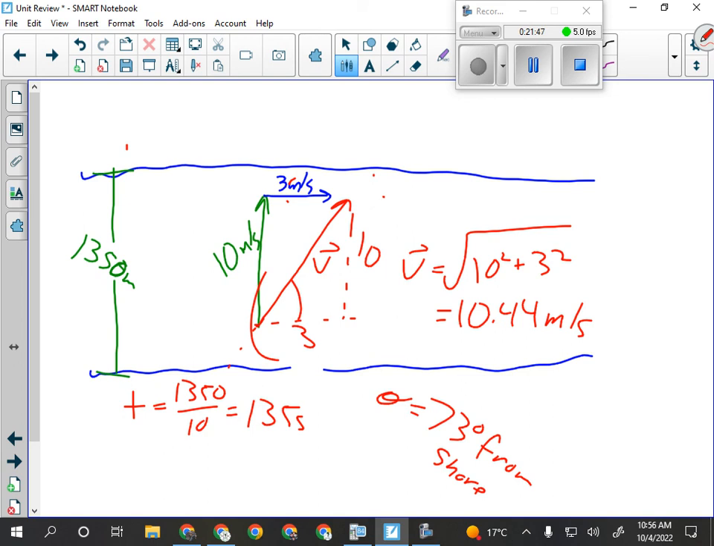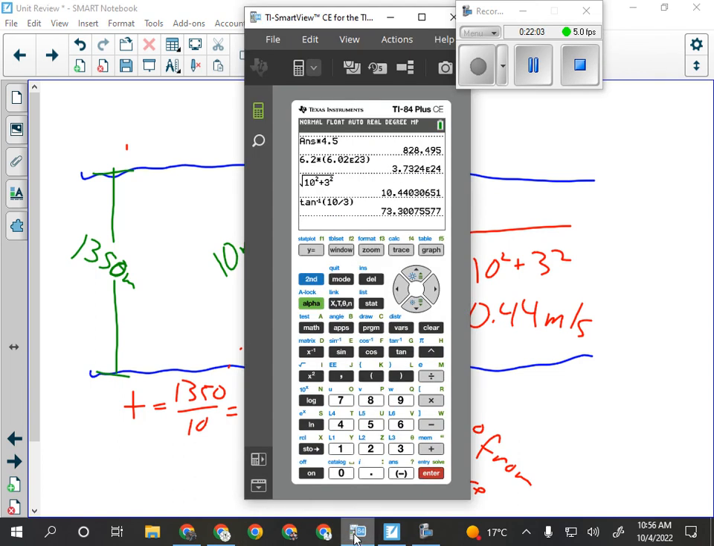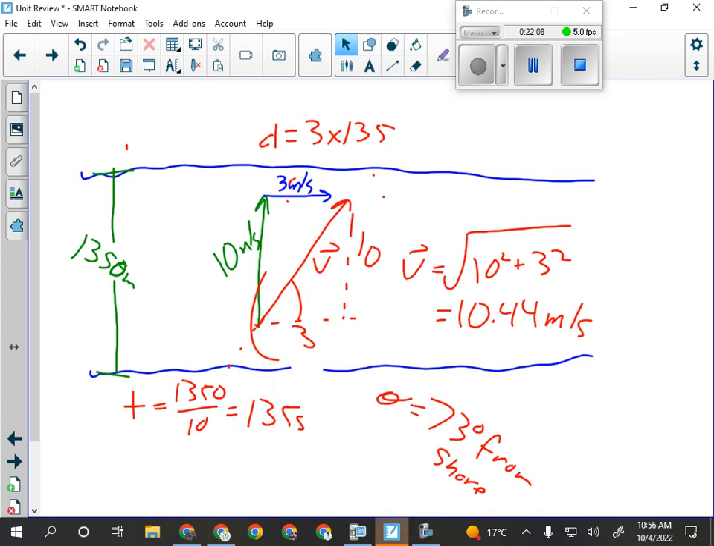Since it's going to take 135 seconds to get across, I'm going to be going downstream at 3 meters per second for 135 seconds. So the distance downstream will be 3 times 135, v times t. So 135 times 3, I'm going to end up 405 meters downstream. The key here is use quantities that point the same direction together.